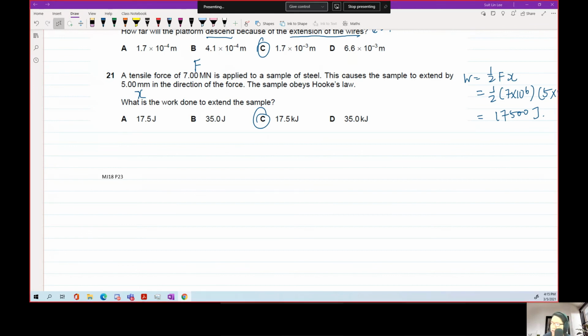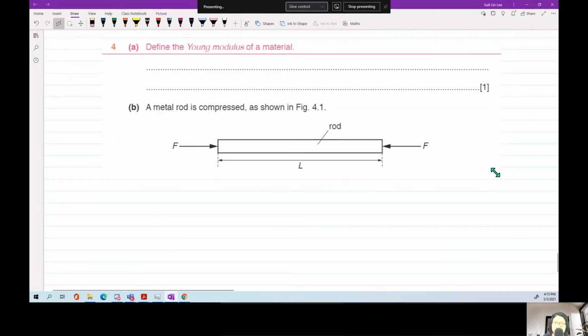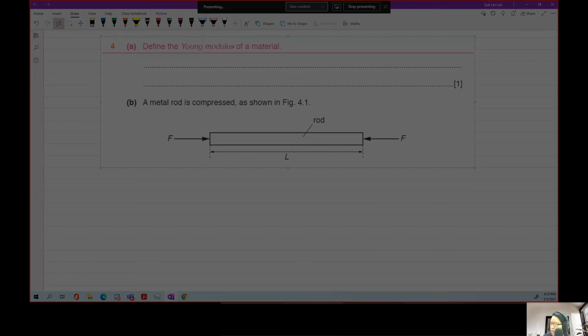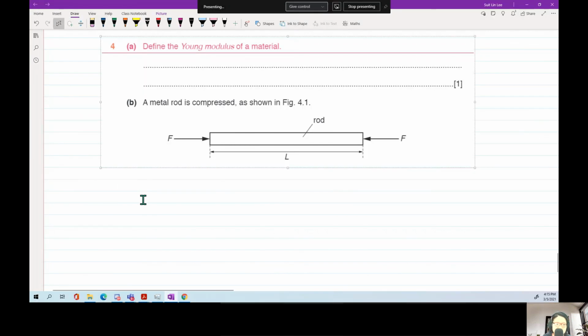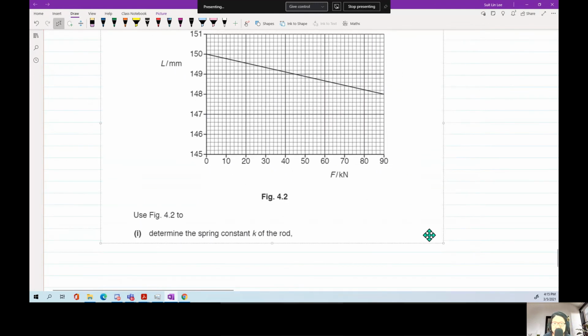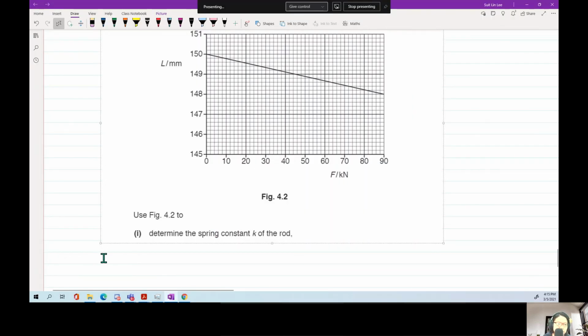So we start off by asking you to, as usual, define Young modulus, the ratio of stress over strain. So I'll just leave that to you. And you are given a slightly strange looking, but not too strange looking, Fx graph. You're asked to determine the spring constant and the strain energy stored in the rod for 90 kilonewton.